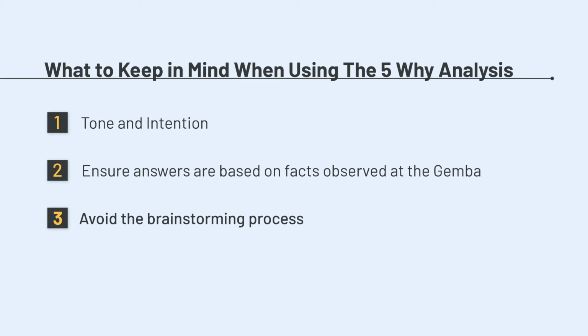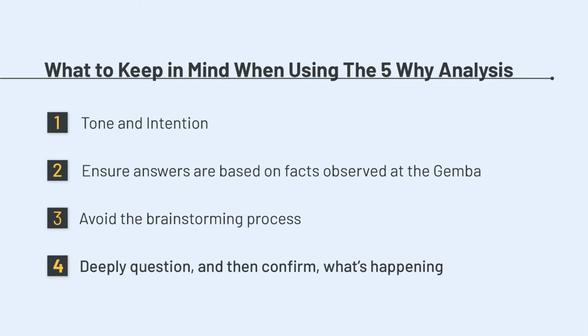While people tend to take the 5 why analysis quite literally, asking why 5 times, it's really more about the purpose. It means we need to deeply question and then confirm what's happening, especially if there was a recent error or an issue that's fresh and can be adequately investigated with the people and processes at the Gemba. It means we want to pursue understanding of causality.